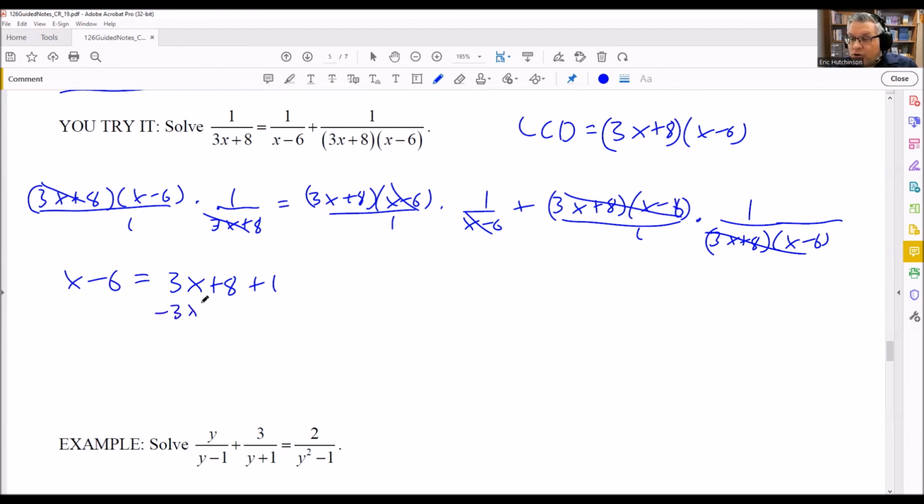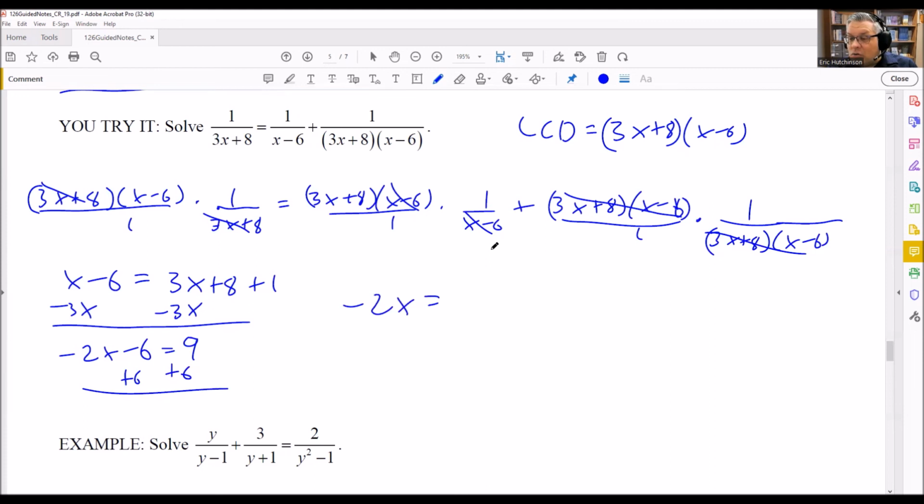Okay, we're going to subtract 3x from both sides to get negative 2x minus 6 equals 9, in this case 8 plus 1. We need to add 6 to both sides. When we do, we get negative 2x equals 15. This does not divide in evenly, and so we will end up with a fraction as our answer. x is equal to negative 15 halves. That does not cause division by 0 here. 3 times negative 15 halves plus 8, that's not going to give you a 0. And so that means that this is going to be our single answer.